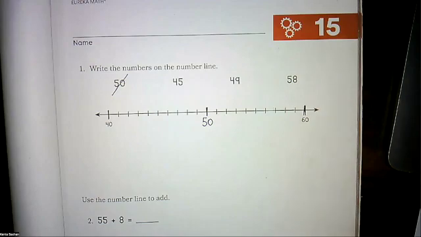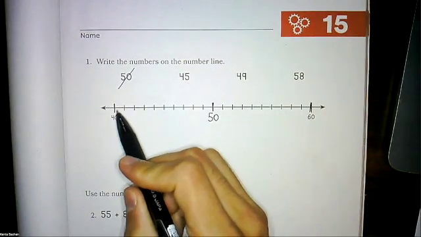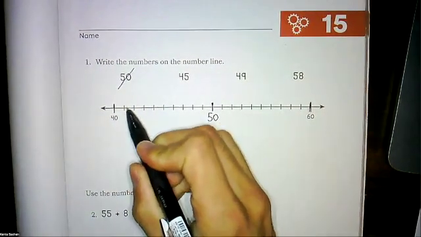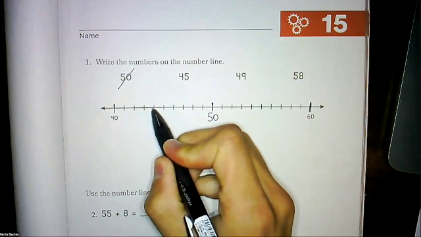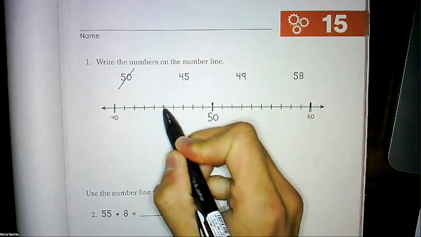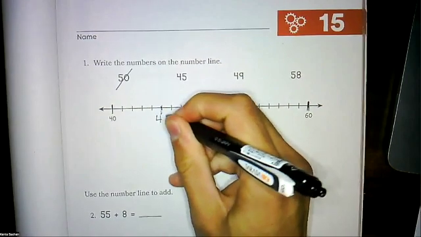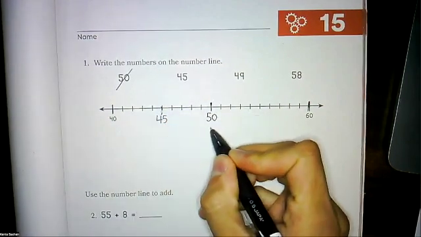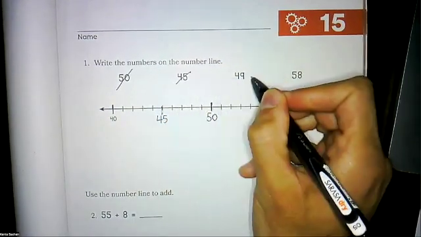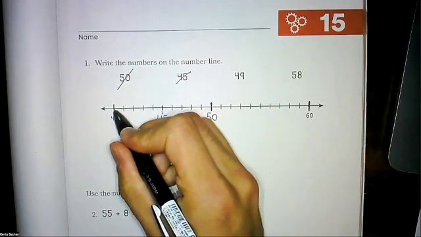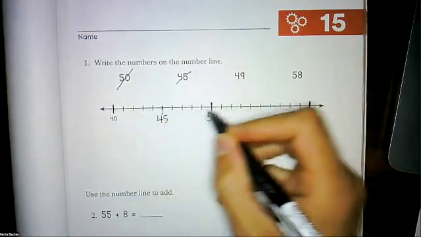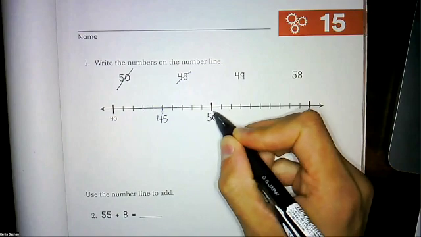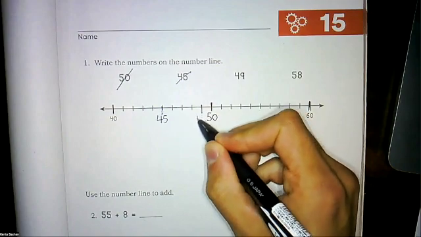Okay, so 45, right? That's between 40 and 50. 1, 2, 3, 4, 5, right? 45 is right in the middle of 40 and 50. 49, you could of course start at 40 and count 41, 42, or you can think of it as being right before 50.